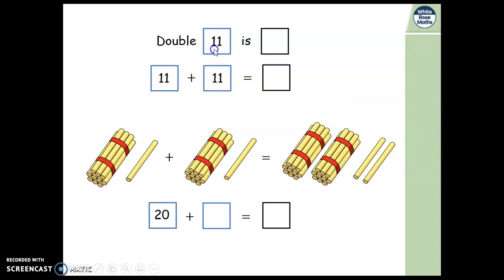So 20 add 2 is 22. So we know that double 11 is 22. 11 plus 11 is 22.